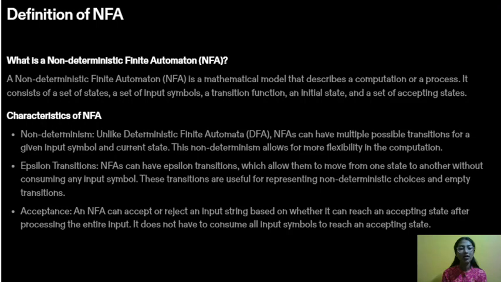Non-determinism: unlike a deterministic finite automaton, or DFA, an NFA can have multiple possible transitions for a given input symbol from the current state. This non-determinism allows more flexibility in the computation. In epsilon transition, an NFA can move from one state to another without consuming any input, just like a null character. These transitions are useful for representing non-deterministic choices and empty transitions.